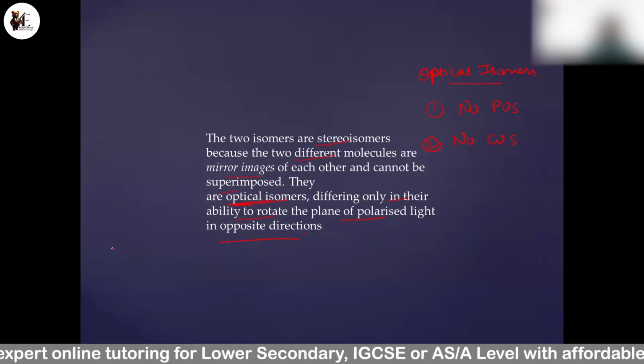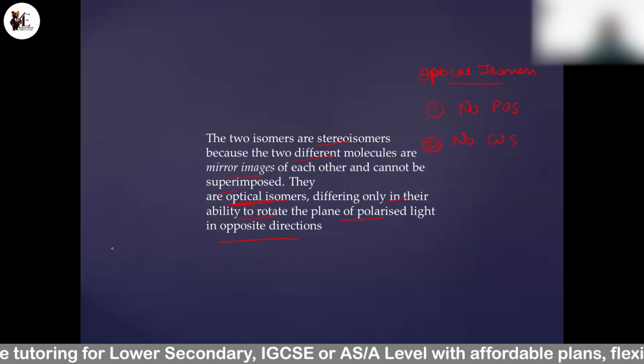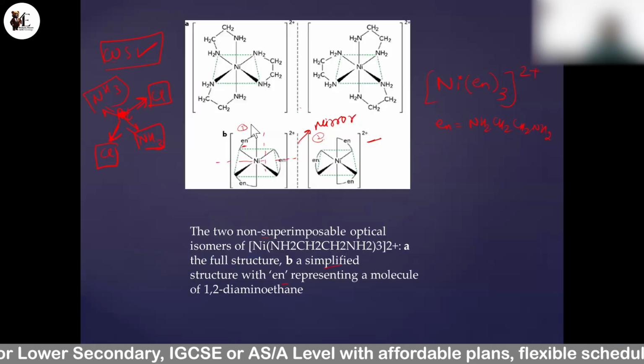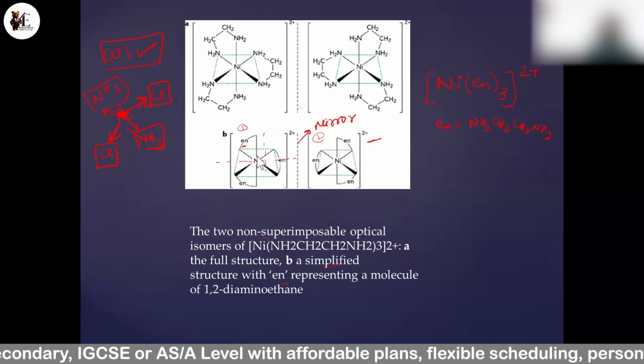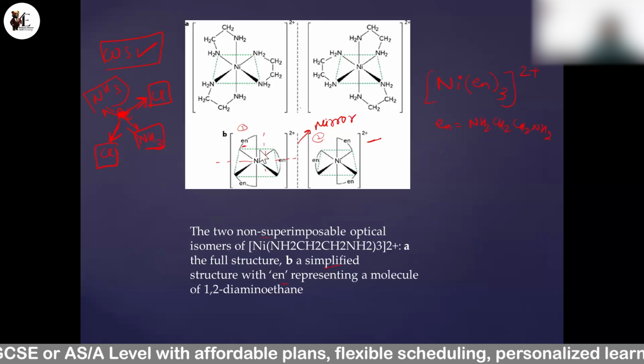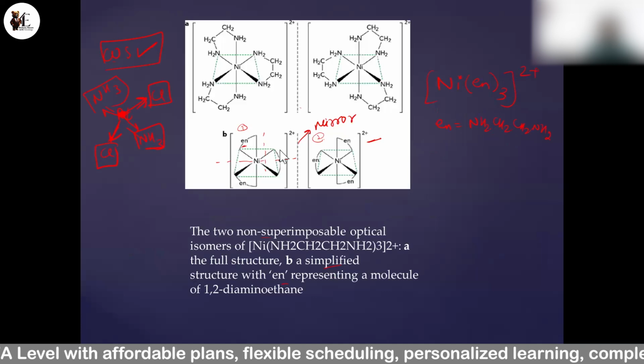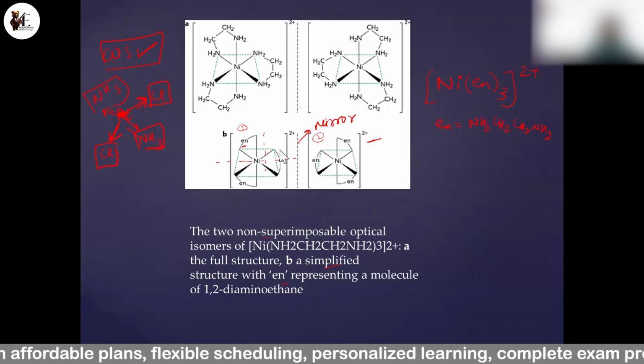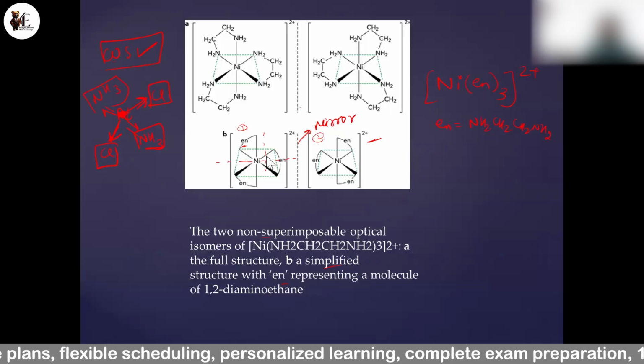Chiral carbon, if it is a hydrocarbon, then it is a necessary condition. But in this case, it is not a necessary condition because nickel is not a carbon. We are talking about the central carbon atom first. So this is the condition, but not the necessary condition. Okay, ma'am.